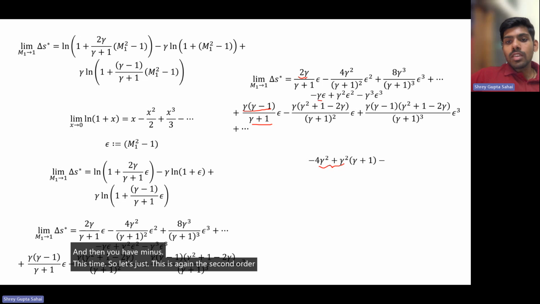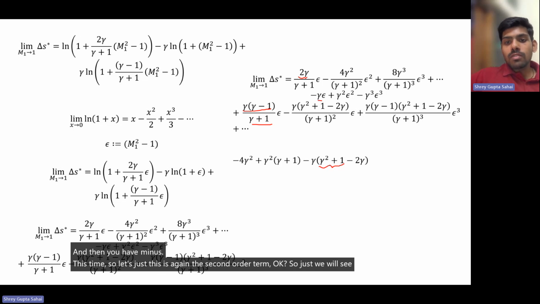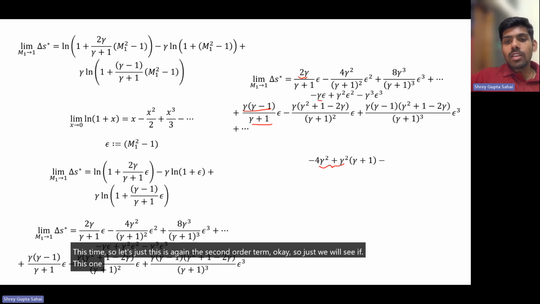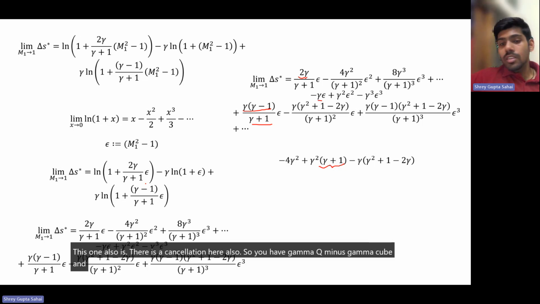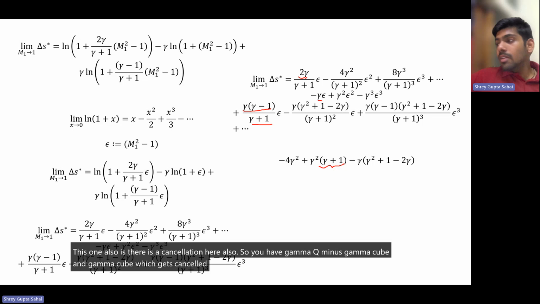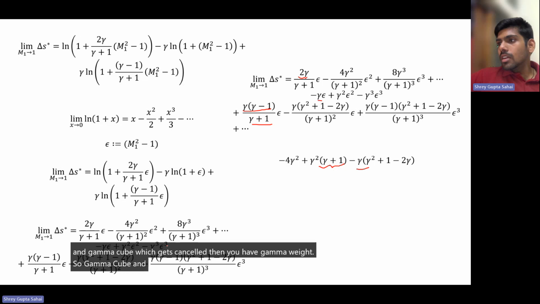This is again the second order term. Okay, so we'll see if there is a cancellation here also. So you have gamma cube minus gamma cube and gamma cube, which gets cancelled. So gamma cube and minus gamma cube gets cancelled.